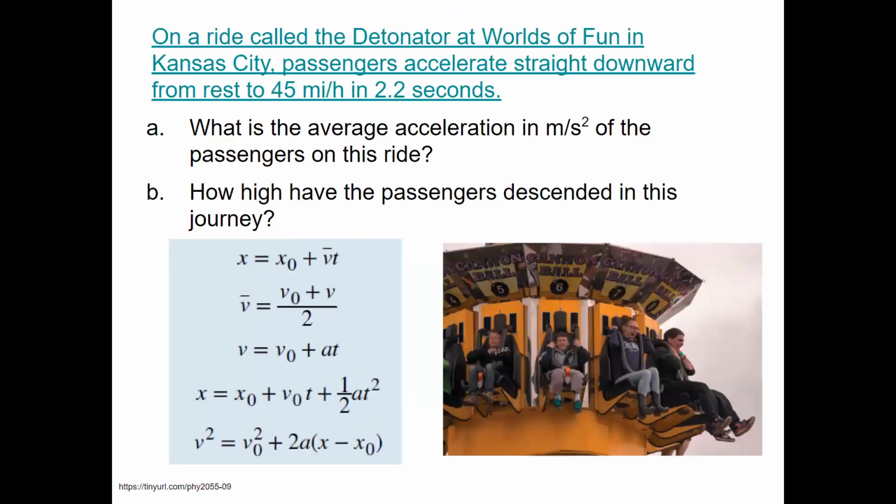So the first one here states that on a ride called the Detonator at Worlds of Fun in Kansas City, passengers oscillate straight downward from rest to 45 miles per hour in just 2.2 seconds. Two questions are asked. What's the average oscillation on the ride in meters per second squared? And second, how high have the passengers descended in this journey?